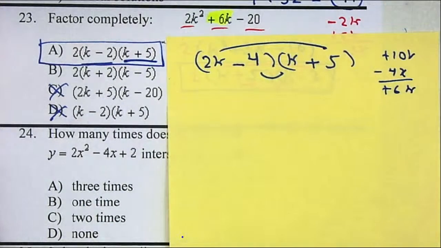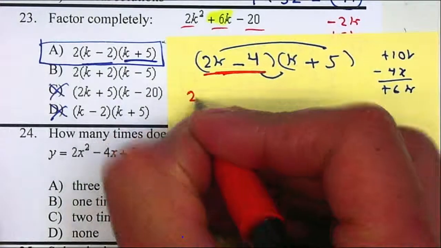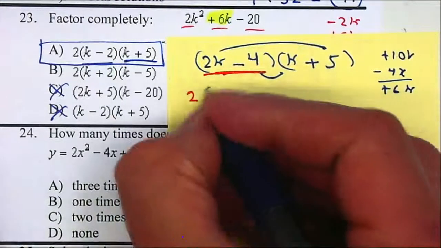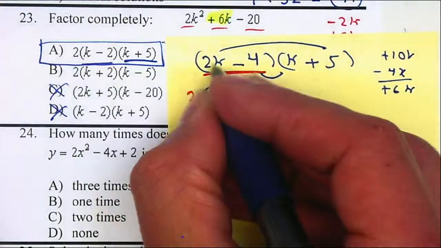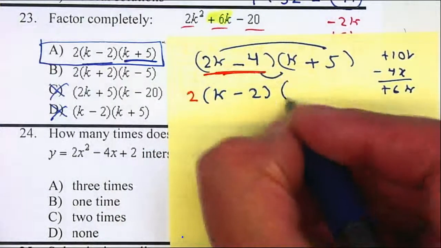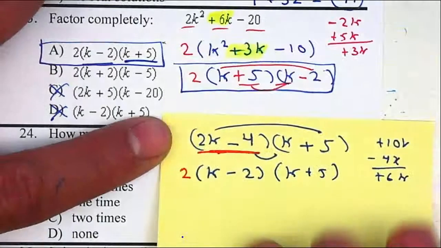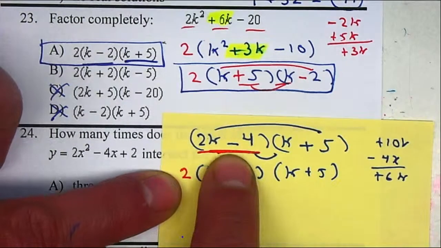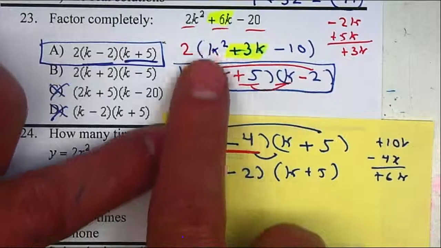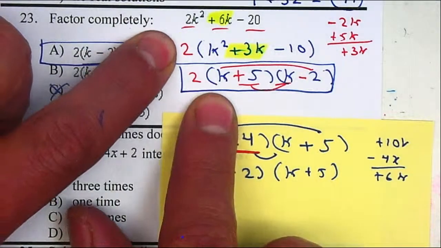But you need to realize that you can still factor out a 2 from here. So you can still factor a 2, and then what's left? k minus 2. 2 times k is 2k, 2 times negative 2 is negative 4, and my k plus 5 comes down. So yes, you do get the same answer, but you have to realize that you can still factor out a 2. But ideally, this will be the correct way of factoring, or the more appropriate way.